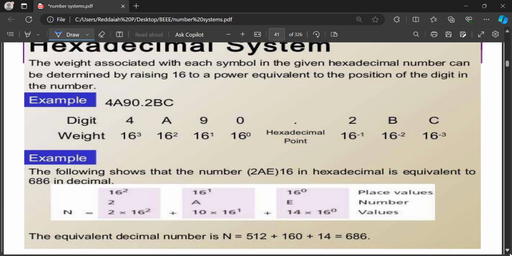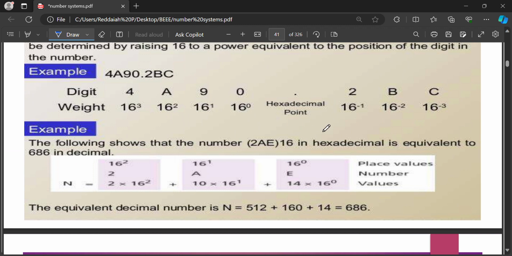Hexadecimal system weight will be like this. Suppose the number is 4A90. We can represent the weight of the integer digits as 16 power 0, 16 power 1, 16 power 2, 16 power 3, and the fractional digits can be written as 16 power minus 1, 16 power minus 2, like that.